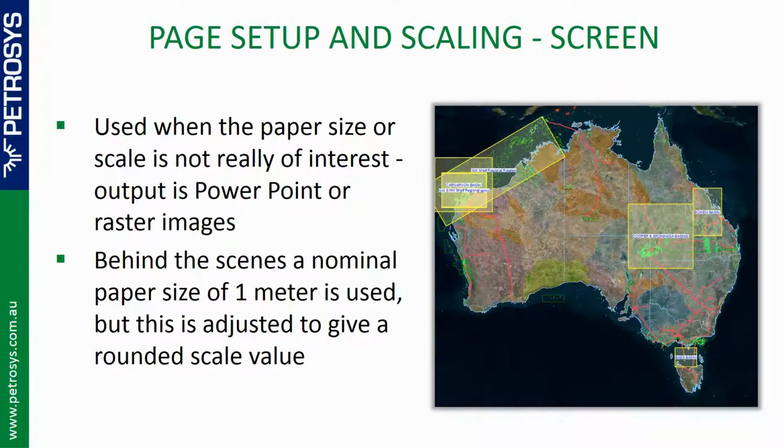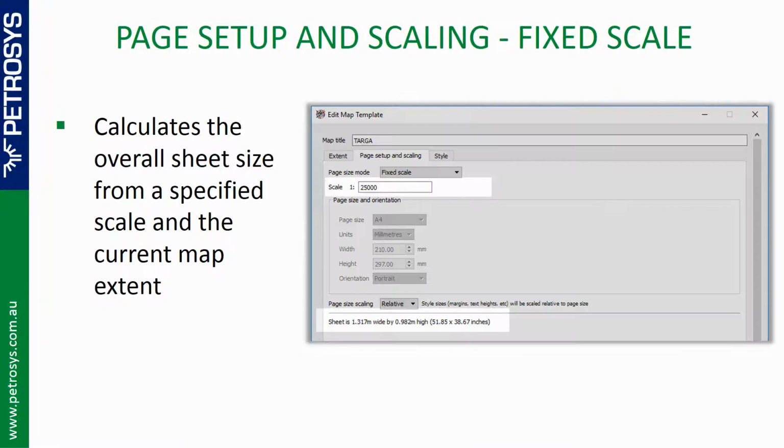If the paper size or scale is not really of interest, for example, if you're going to a PowerPoint presentation or exporting to a raster image, screen page size mode is the best option. This mode uses a nominal paper size of 1 meter, but is adjusted to give a rounded scale value. For specifying a fixed scale, the fixed scale page size mode is the option to use. This mode allows users to specify the scale by manually keying it in.